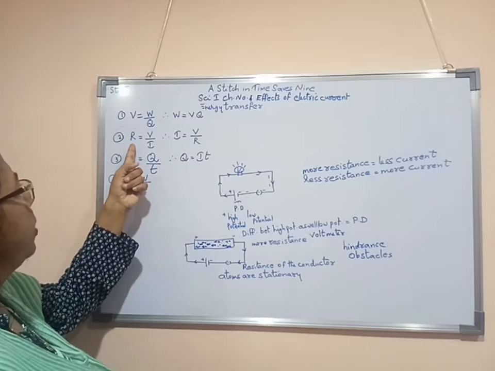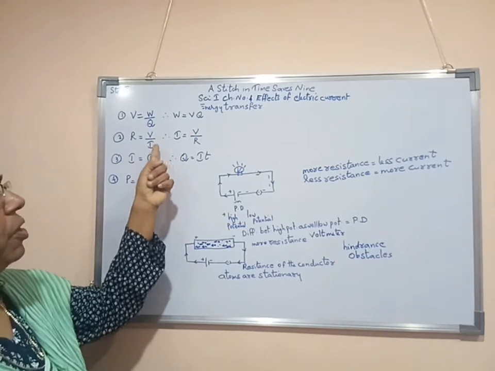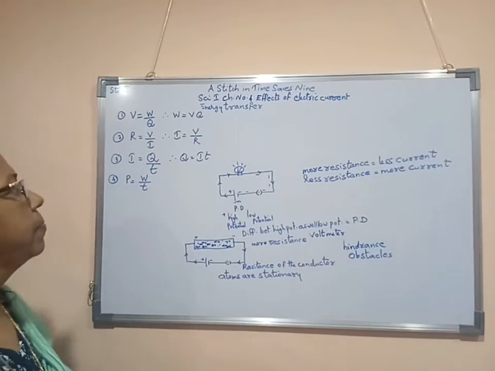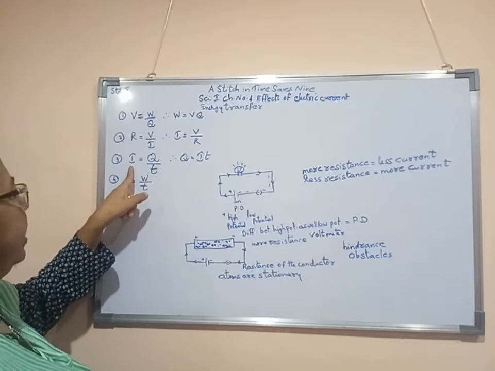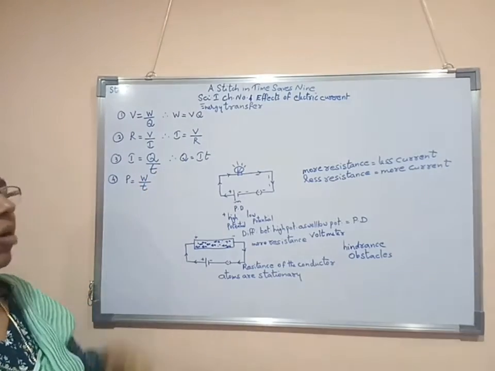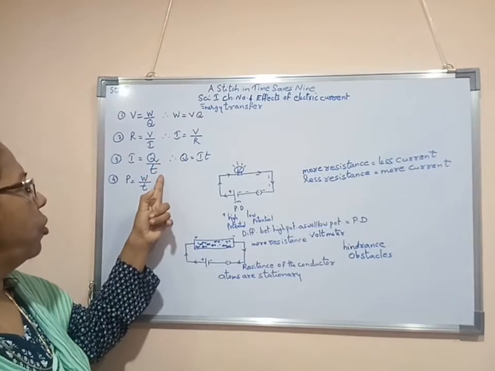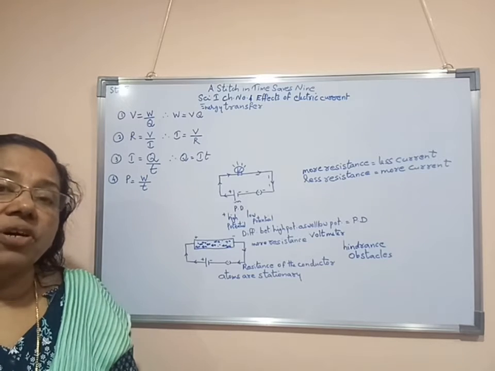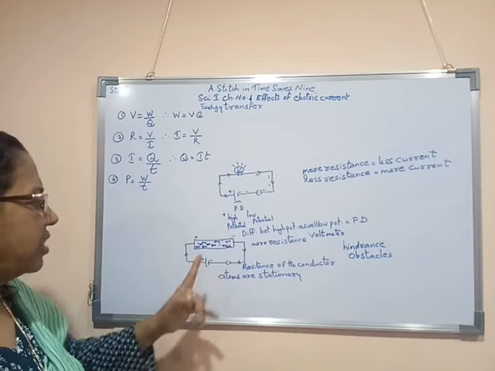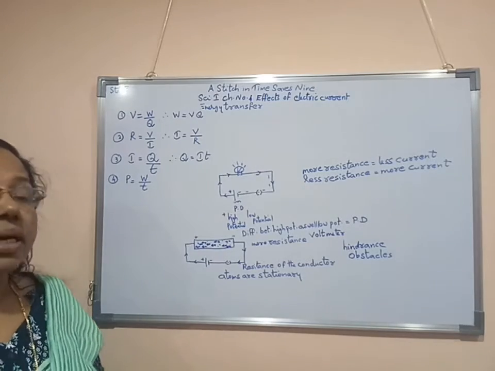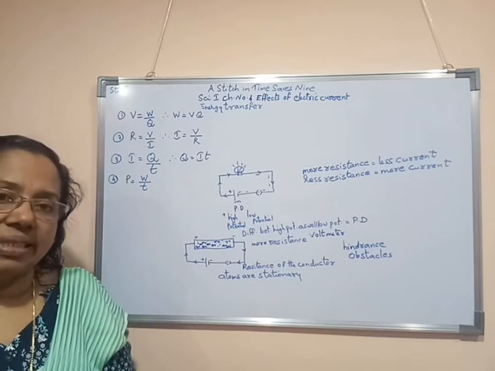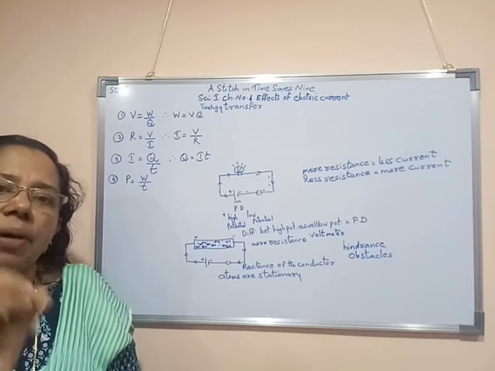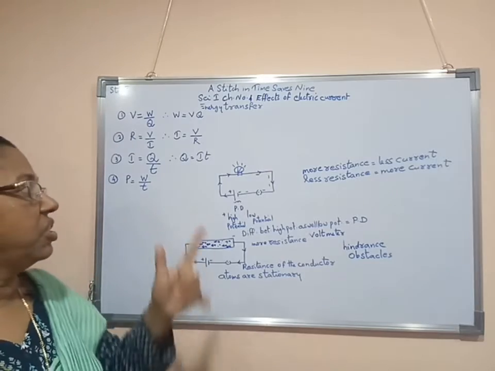Now here the formula for resistance is V upon I. From this we can find the formula I equals V upon R. Now for finding I, we have one more formula, that is Q upon T. Q means charge, the transfer of charge, or movement of charge from one end to the other end. Upon time: the amount of charge moving from one end to the other within a unit time is known as I.